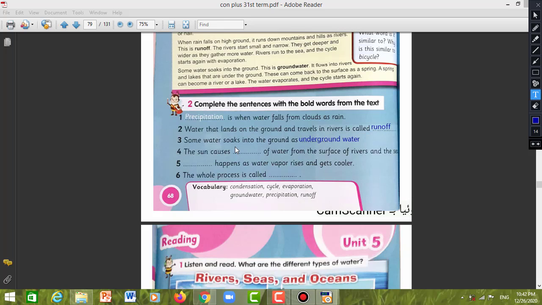Number 4, the sun causes evaporation. Yes, the sun causes evaporation of water from the surface of rivers and the sea. Number 5, condensation happens as water vapor gets cooler. Number 6, the whole process is called the water cycle.